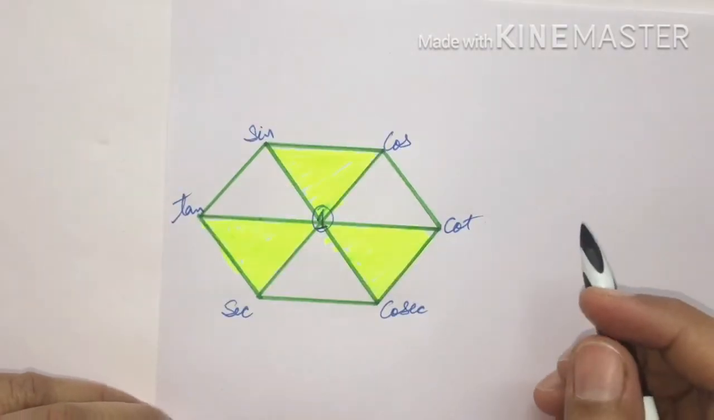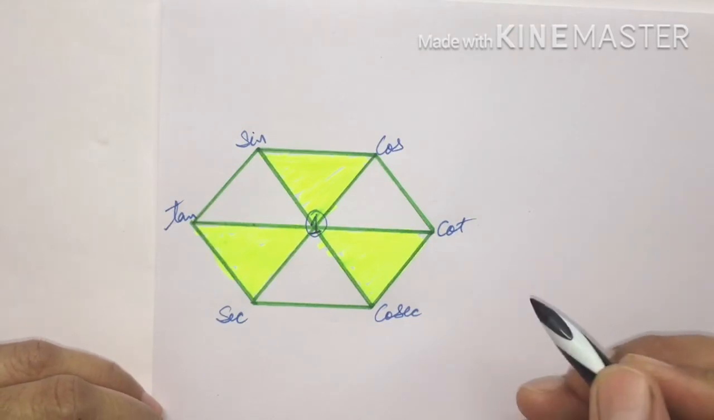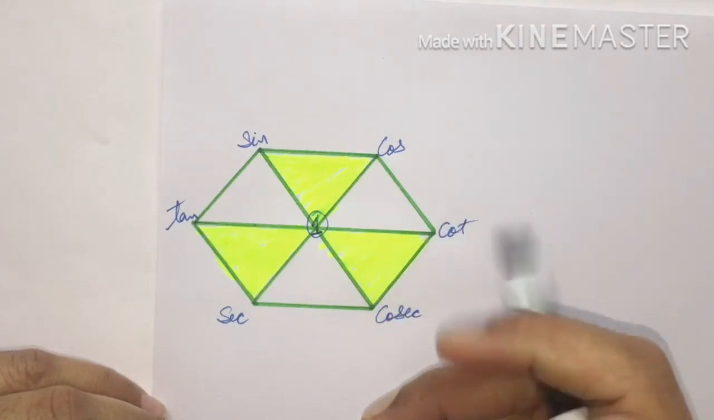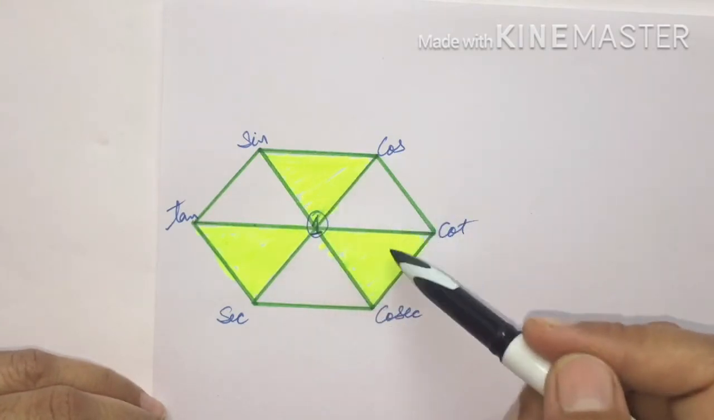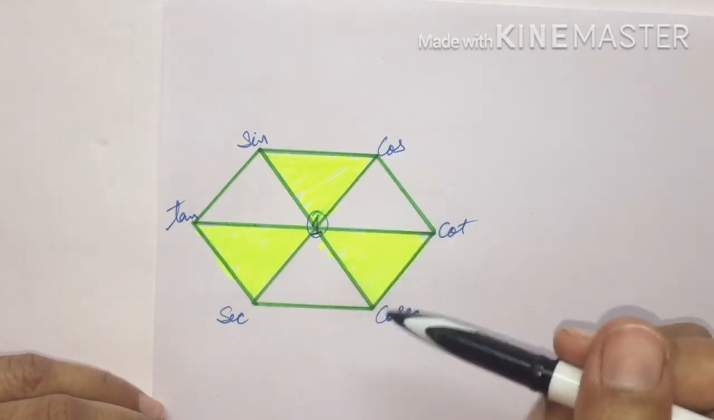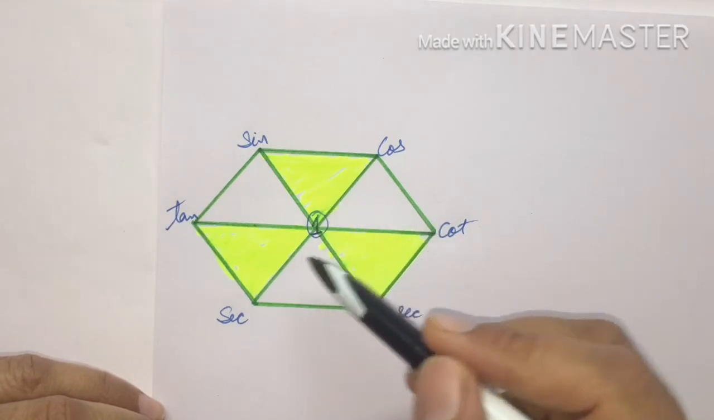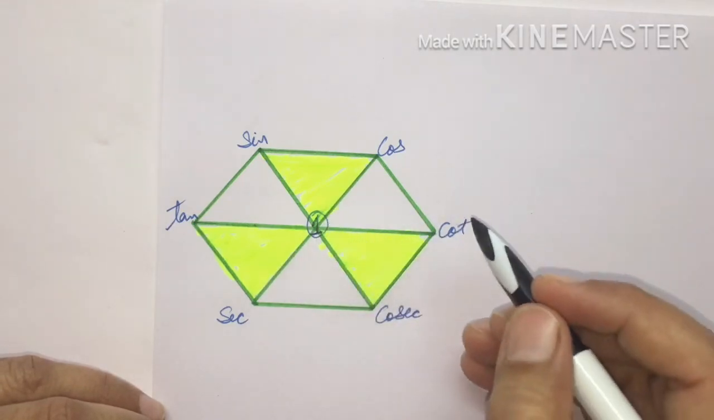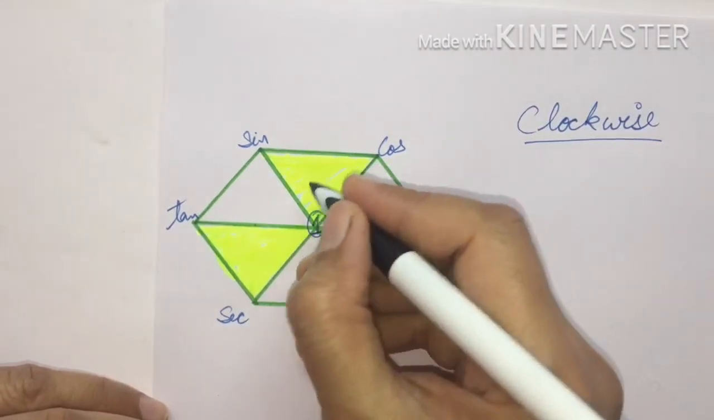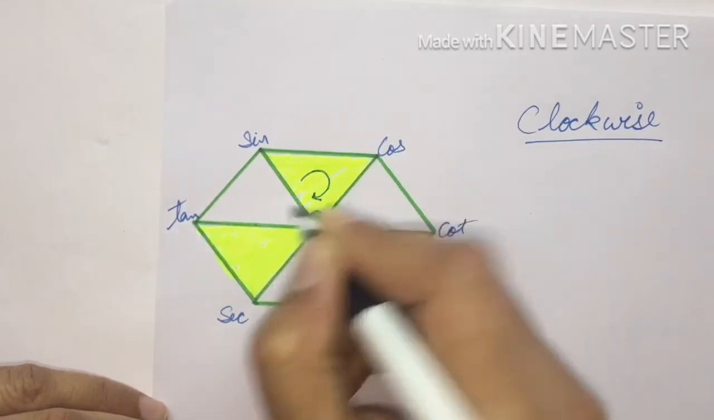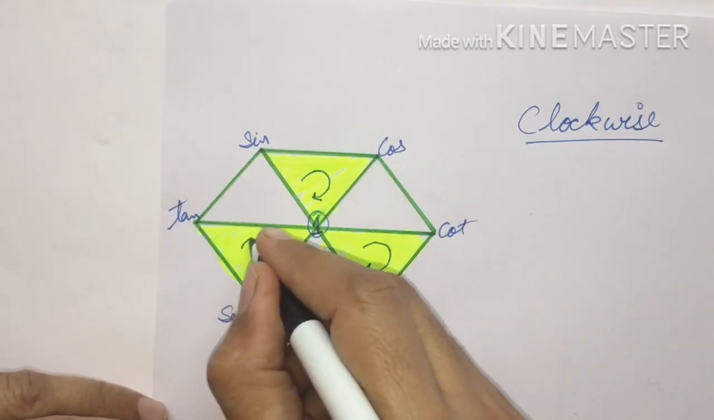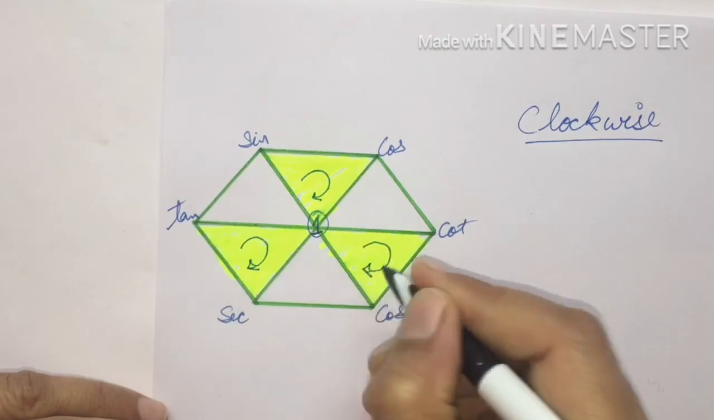Now the most interesting part, I like this part. Look at this hexagon very carefully. We can see that 6 triangles are here, but we will focus on these 3 triangles that I highlighted. First we will move in the clockwise direction. So I will put an arrow in the clockwise direction, like this.